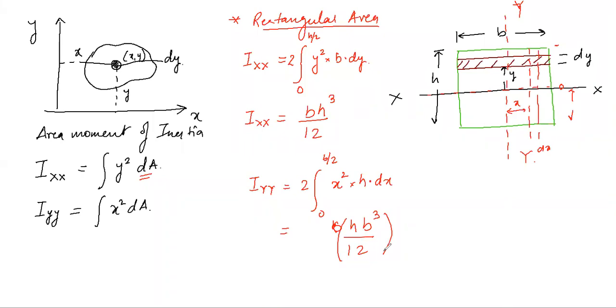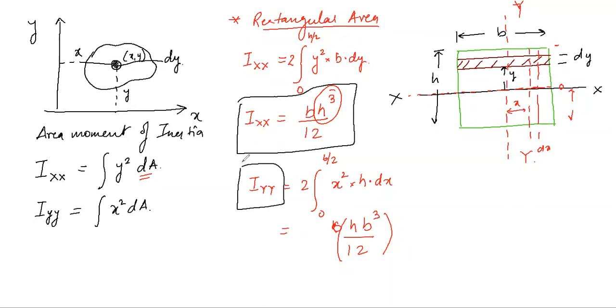So always remember one thing: whichever axis you take, the length about that axis will represent the cube part, right? So this is the rectangular area, and here you have calculated the moment of inertia about the x-axis and the moment of inertia about the y-axis. Is it clear to everyone?